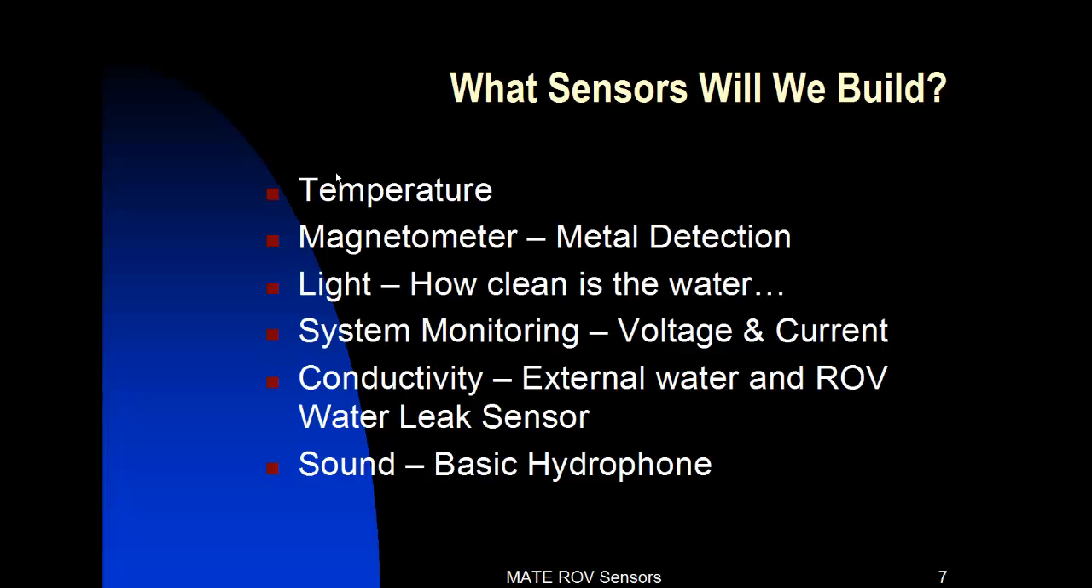What kind of sensors will we be building in this course? Well, we're going to be working with multiple different types of temperature sensors. We'll be looking at a few different types of metal detectors. We'll be looking at light. We'll create a transmissometer, a very crude transmissometer. We'll be doing some system monitoring, specifically voltage, and we'll talk about how to monitor current.